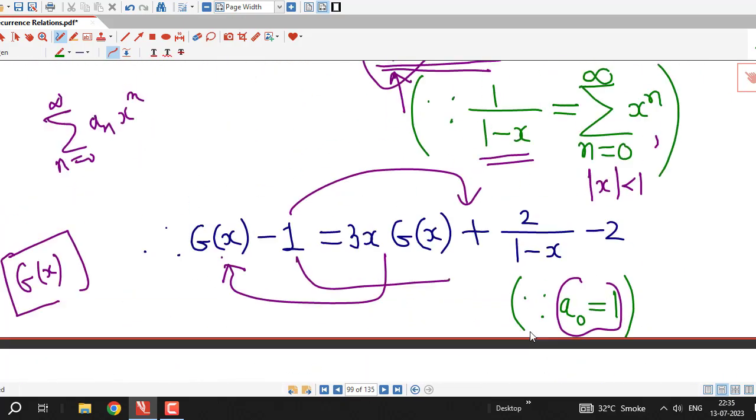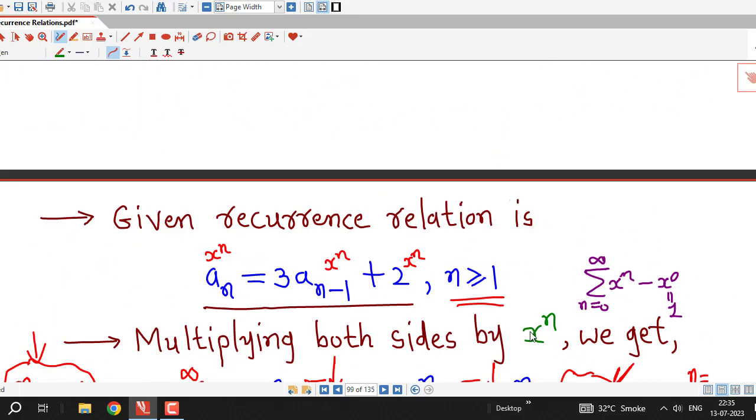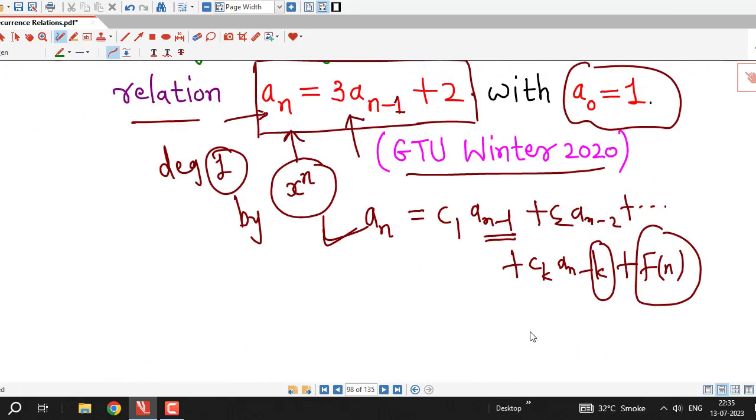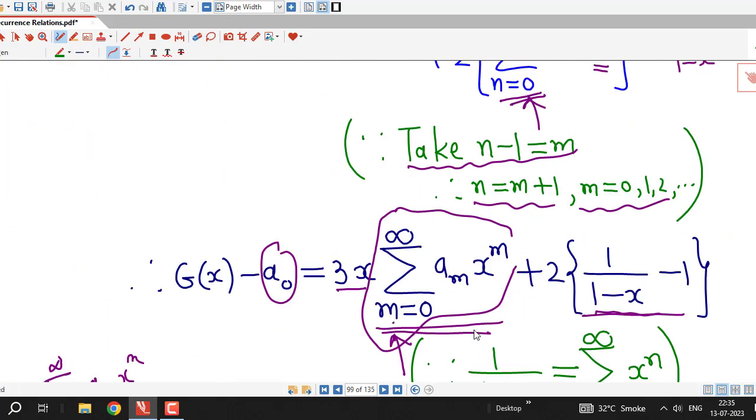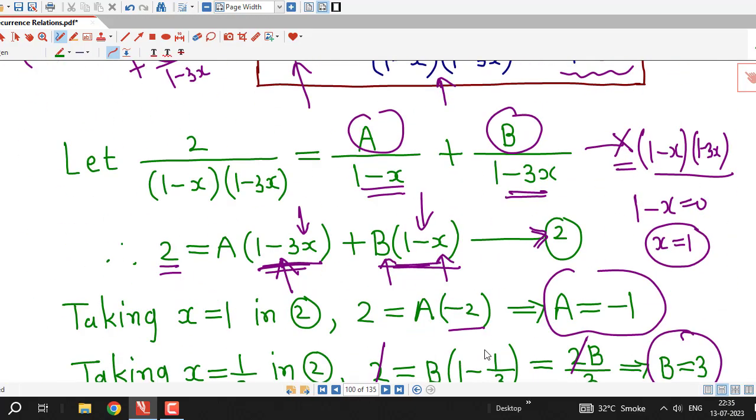You can use your initial condition to check your solution. Here initial condition was a_0 equal to 1, so we can verify whether we obtain a_0 equal to 1 or not.